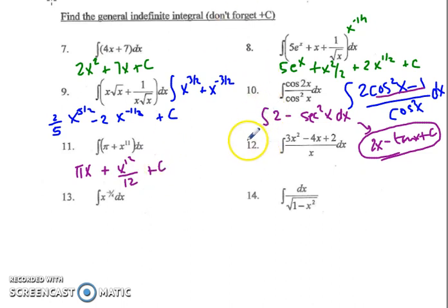For 12, we're going to simplify this first. So 3x squared over x is 3x. Negative 4x over x is negative 4. 2 over x is 2x to the negative 1.